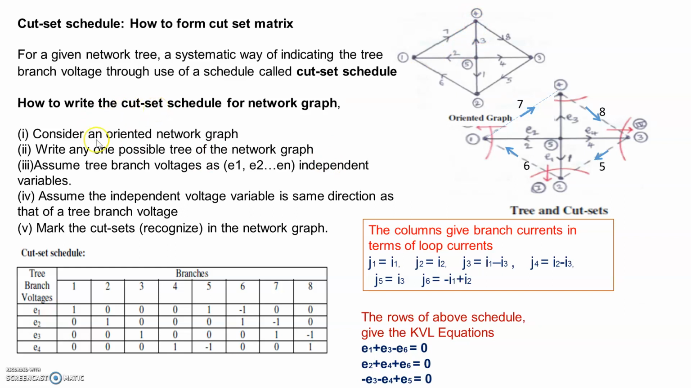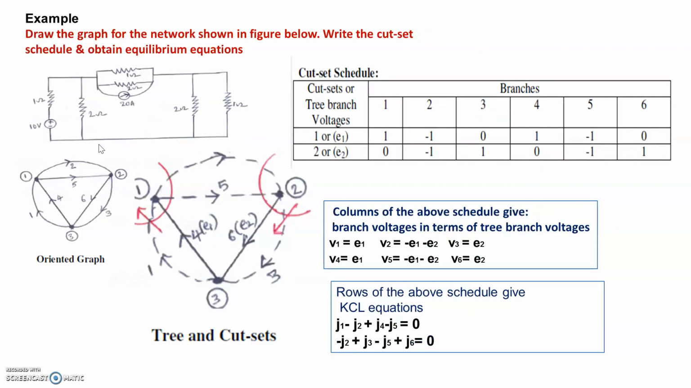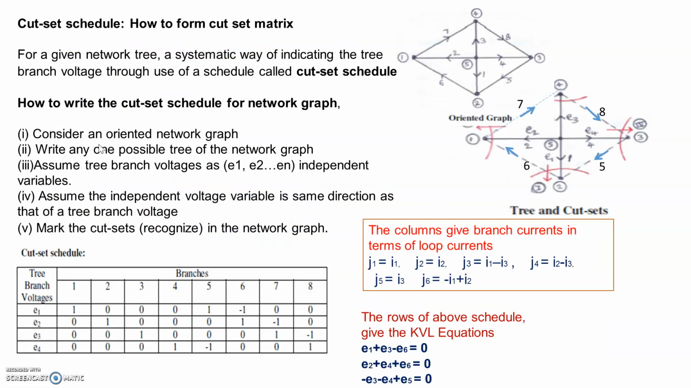How to write the cut set schedule? Some procedure is given. Consider an oriented network graph. This graph is an oriented graph. Write down any one possible tree of the network graph. That's what one network graph is selected here. Assume tree branch voltages as E1, E2, etc. as independent variables. Here, remember, we are assuming them as tree branch voltages.